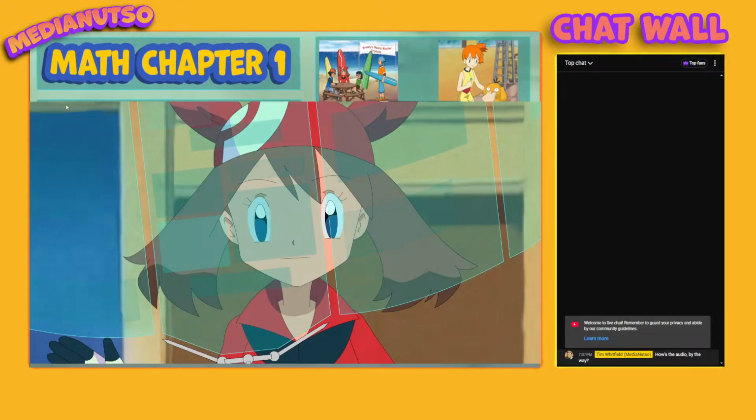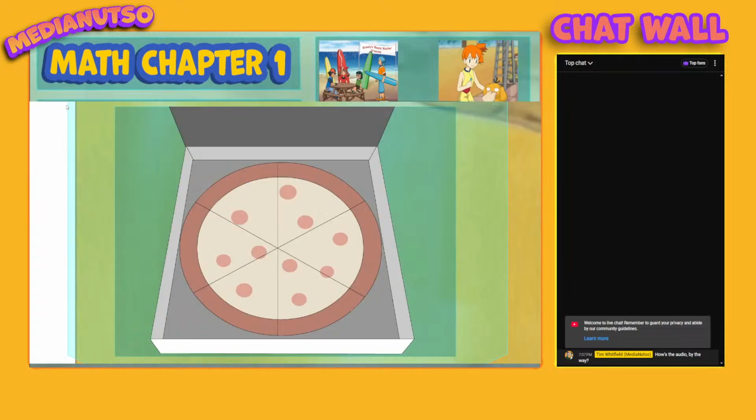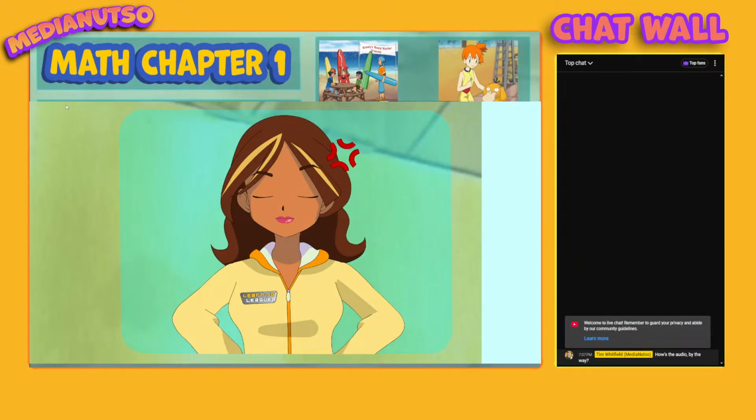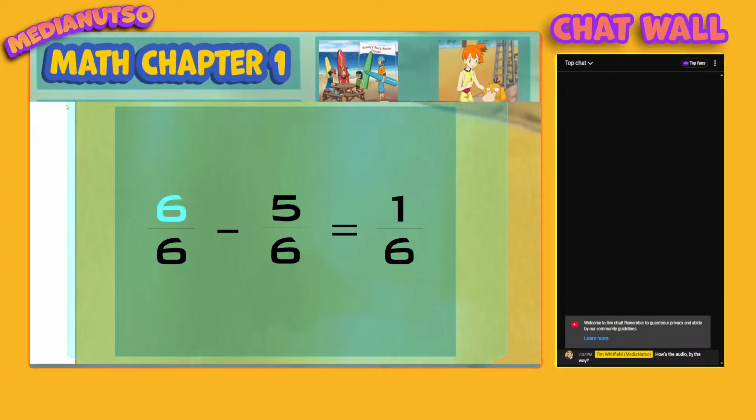But wait! What about if we want to look at the pizza the opposite way? What was left instead of what was eaten? Great question. Let's take a look. Here you see again, we have 6 slices of pizza. Not again. That was convenient. So we started with 6 slices. And now there are 5 slices missing. So 6/6 minus 5/6 equals 1/6.